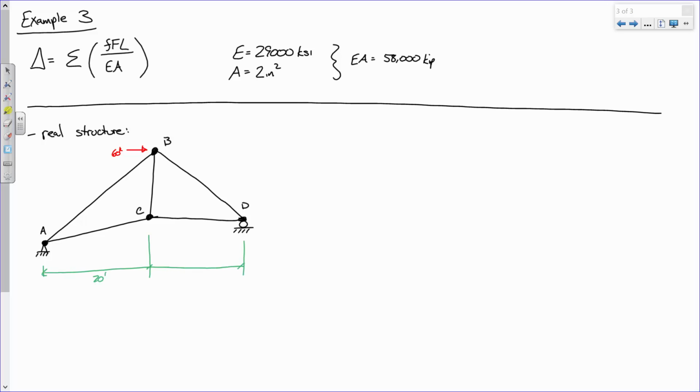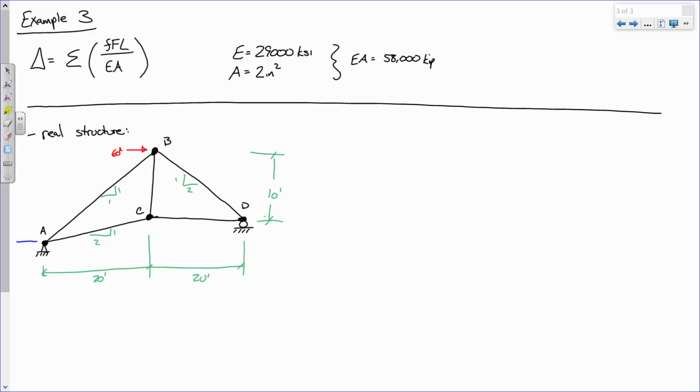This is 20 feet. This is 20 feet. And this dimension is 10 feet. I know my structure is way out of scale, but what that means is that this member is 1 to 2. This member is 1 to 1. This member is 1 to 2. Like I said, I know my scale is way off. So here's what we've got going on. We've got a hinge here at A.